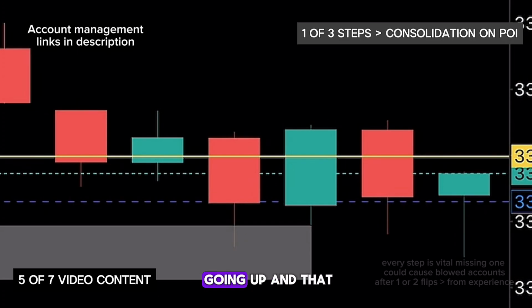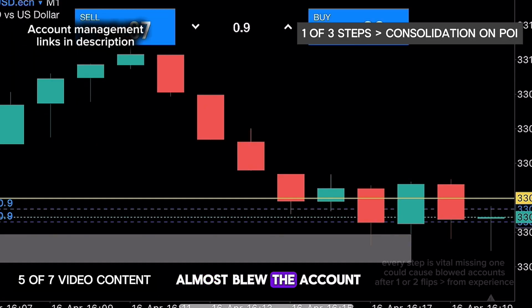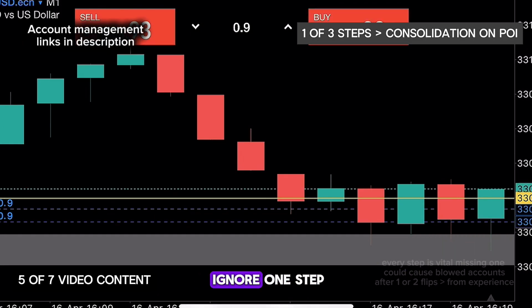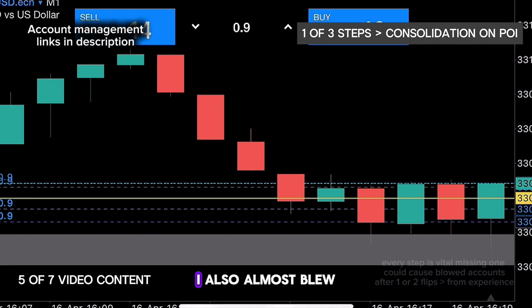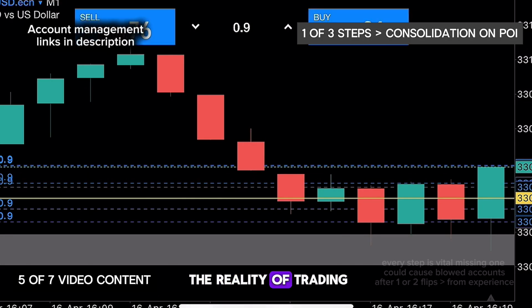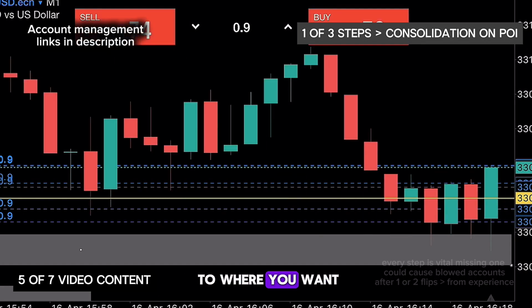But then it started going up, and that was a risky attempt. You see, the first time I almost blew the account. This second time, when I missed one step, when I tried to ignore one step, I also almost blew my account. This is the reality of trading. That's what is stopping you people from getting to where you want. You are skipping steps, and you're not supposed to do that.